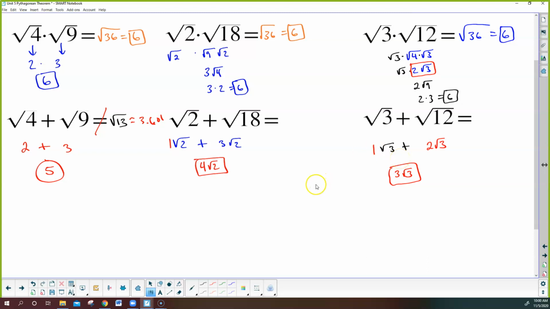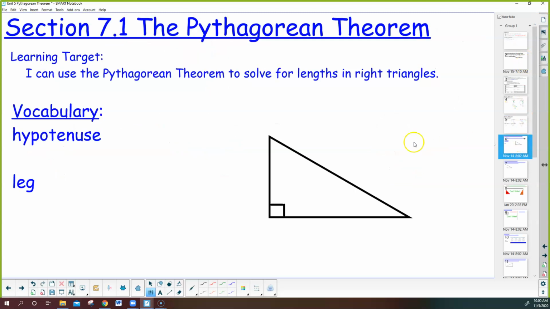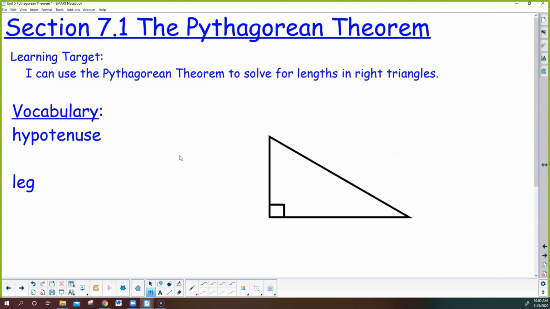All right, so that was just a little piece that we're not going to do a lot with adding. I don't think we're going to do anything with adding, but I just didn't want you to think that multiplication and addition kind of worked the same way with radicals. All right, so we're going to jump into this.